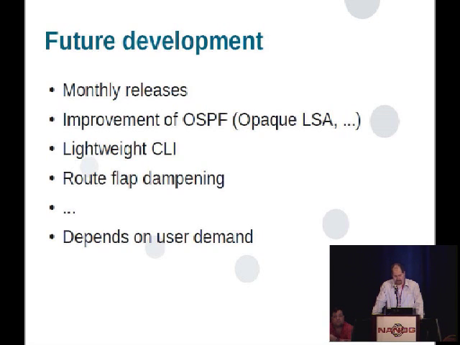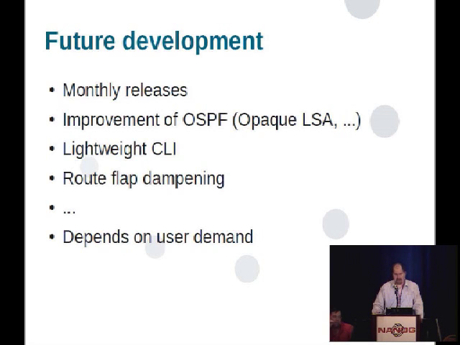Because BIRD is used by really tiny or embedded systems, those people requested a really lightweight command line interface, because they don't even have some standard Unix libraries like libhistory or such, so they really need a very lightweight command line interface for that. We still don't have route flap dampening, so we will work on that.